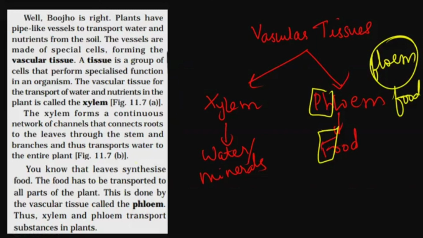Now, leaves synthesize food, and it has to be transported, as I said. So phloem tissue does this. So all in all, xylem and phloem transport substances in plants. We saw about humans earlier. This was about plants.